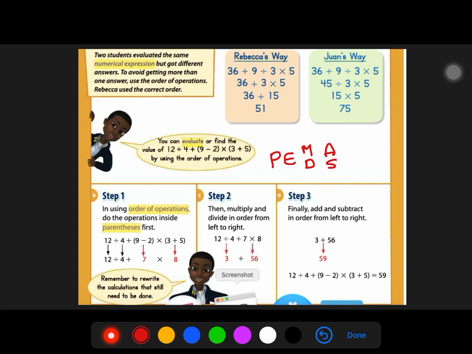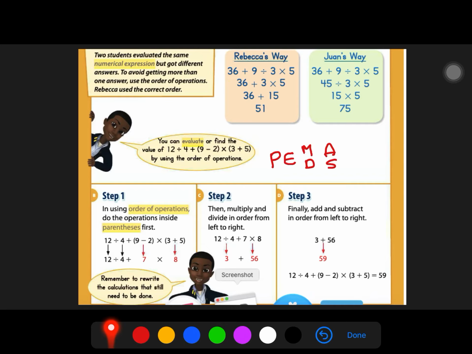Okay, Rebecca's way, Juan's way. Well, Juan's way and Rebecca's way get two different solutions because one followed the order of operations and one did not. So 36 plus 9 divided by 3 times 5. Rebecca says, well, this is 36 plus 3. 9 divided by 3 is what she solved, times 5. Then she did the multiplication and got 15. 36 plus 15, and she got a solution of 51.